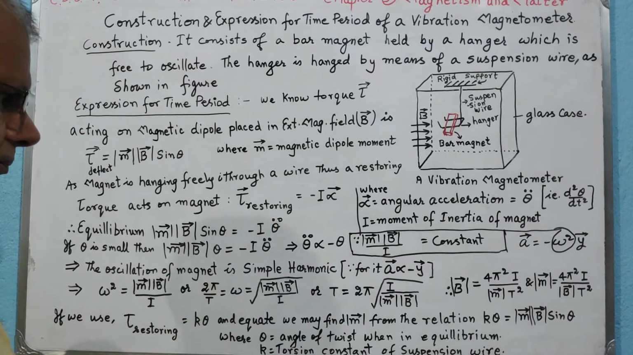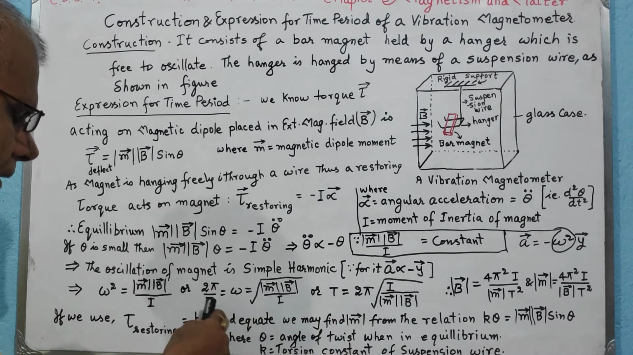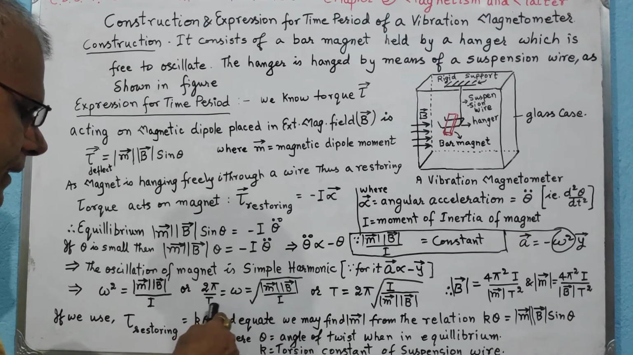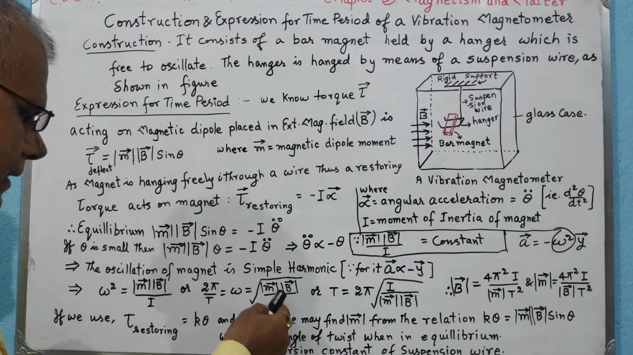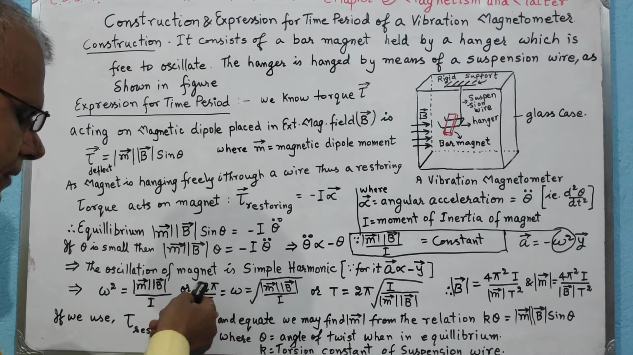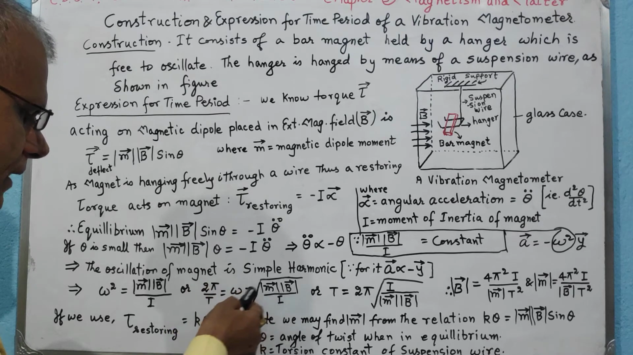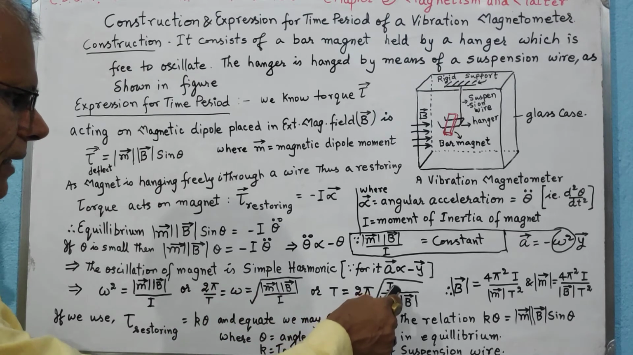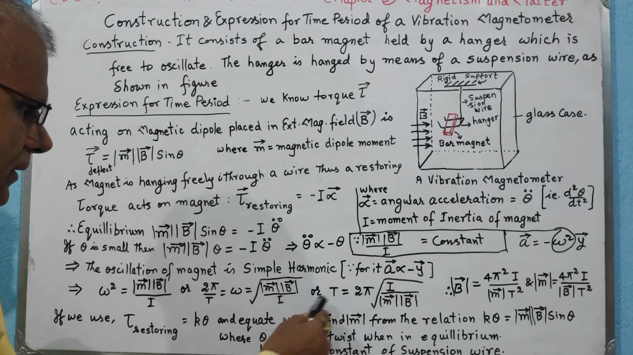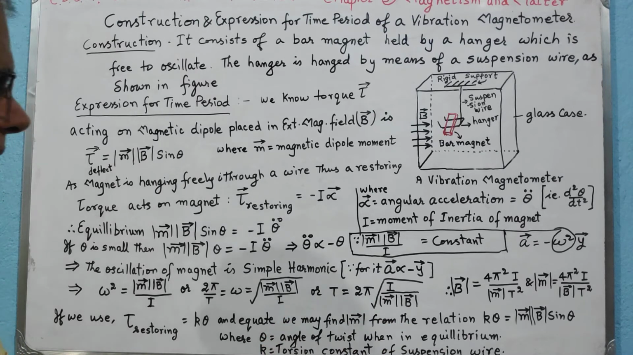So the time period can now be written, if you cross multiply, take T on the right hand side and take this term on the left hand side, you will see 2 pi, and I goes in the numerator divided by mB, 2 pi root of I by mB, and that is equal to the time period.